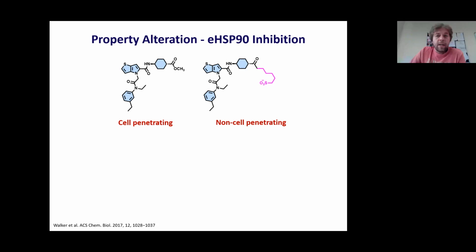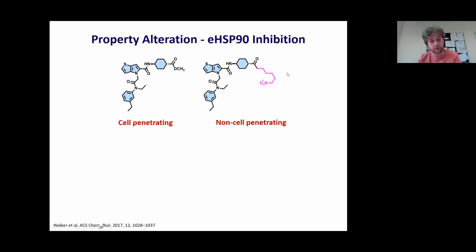I'm going to start with the extracellular HSP90 inhibition story, and this kind of started when we came across a paper by Walker et al., where they modified a series of luciferase inhibitors without disrupting the pharmacophore. They tethered on this alkyl sulfate chain, so this disordered, flexible polar group. And what they were able to do was alter the luciferase inhibitors into exclusively extracellular luciferase inhibitors.